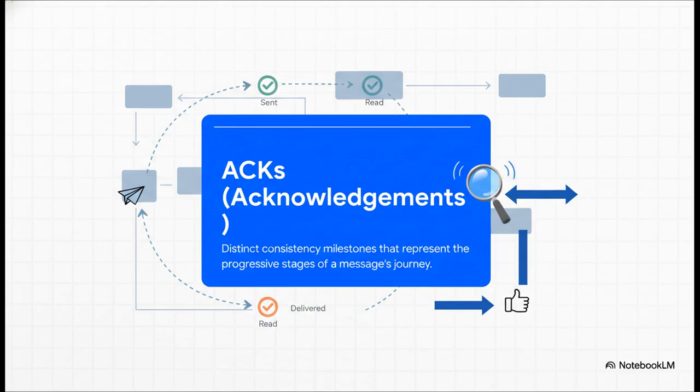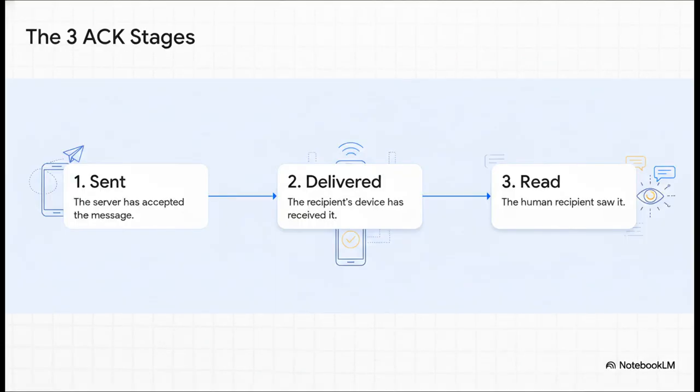Okay, so how does the system tell you that everything's working correctly? It does it with something called acknowledgements, or ACKs. And these aren't just a simple, yep, got it. They are very specific, staged updates that basically tell you the story of your message's journey. These three stages directly answer the three questions that are always in the back of your mind. First, did my message even go through? That's the sent ACK. Then, okay, did it actually get to their phone? That's delivered. And finally, the big one, did they see it yet? And that's read. See? Correctness isn't just a yes or no, it's a progression.